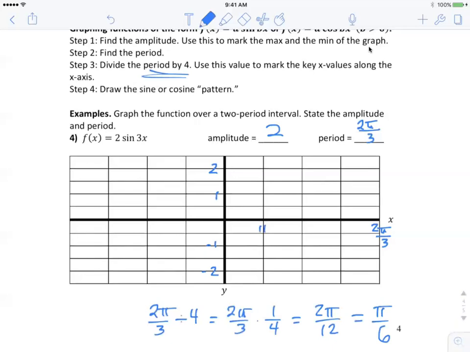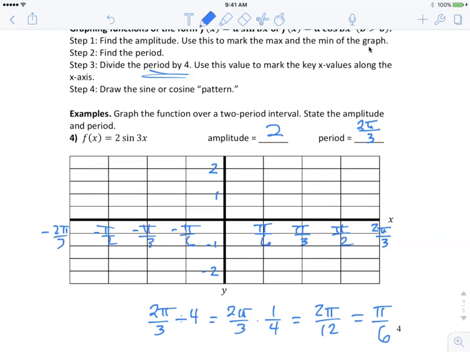Here's pi over 6 right here then, 1 pi over 6. The next one would be add pi over 6, which would be 2 pi over 6. 2 pi over 6 reduces to pi over 3. The next one is 3 pi over 6, which reduces to pi over 2. And then the last one is 4 pi over 6, which we already have because that reduces to 2 pi over 3. Okay, so that's how I label my x-axis. And then in the negative direction, it's the same, just all the values are negative. Okay, and I've got it labeled.